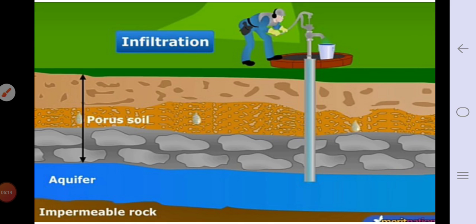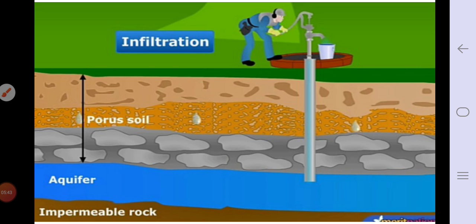Porous soil is present, big rocks are present, then below that water is there, and the lower portion is rock. So in such a way we remove the water. This blue color portion you see, the pipeline has been shown from that hand pump to the water level.